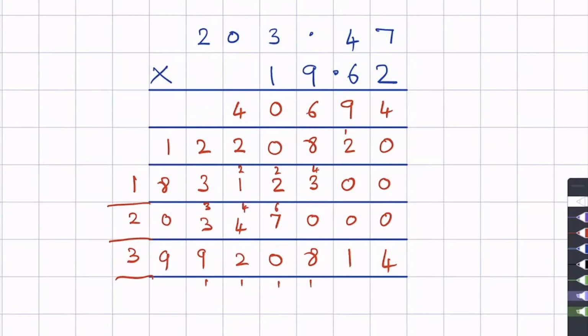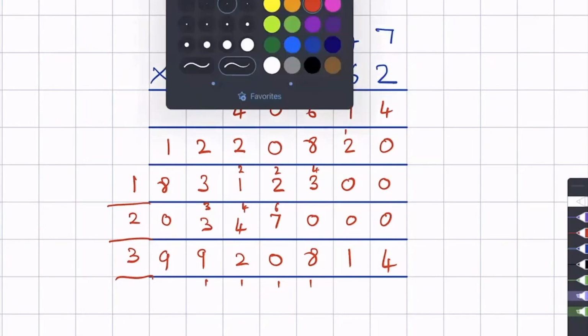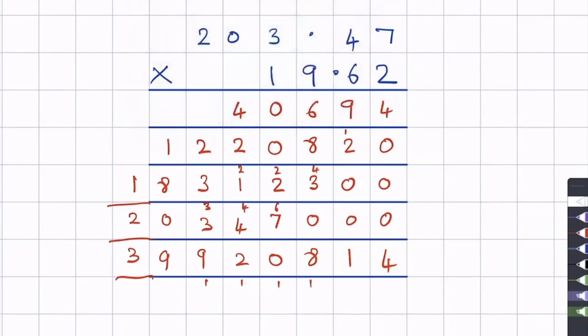So I'm actually going to rub out. Let's do this. So we'll rub that out there. And I'll just bring these just a little bit closer, like so. And we'll change the question to be 2.0347 multiplied by 1.962. Now, nothing has changed here. Absolutely nothing. So you still treat that like a normal multiplication with no decimals.